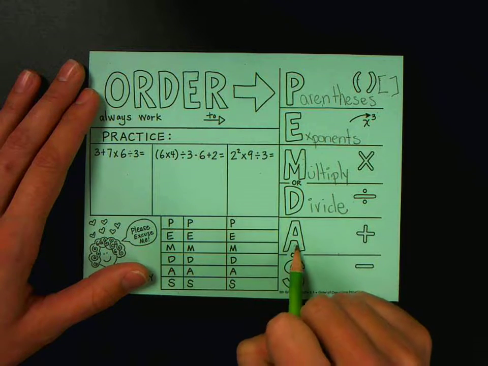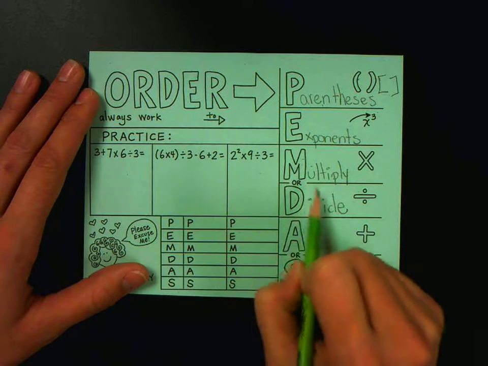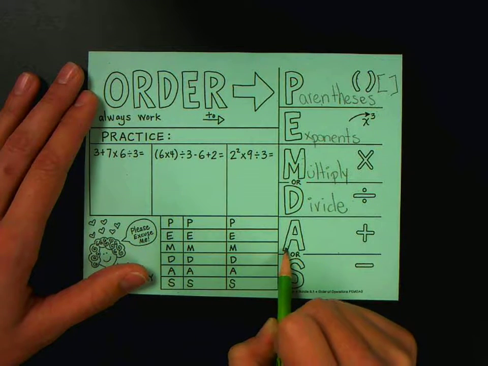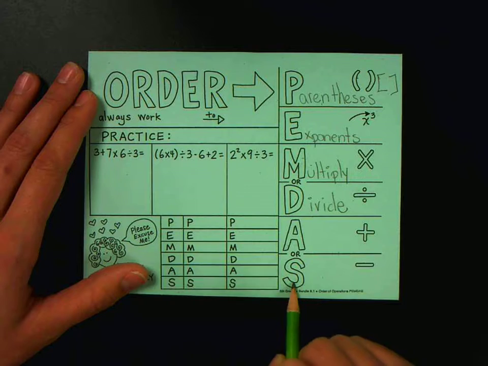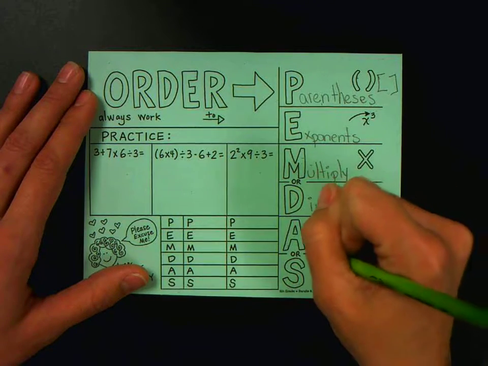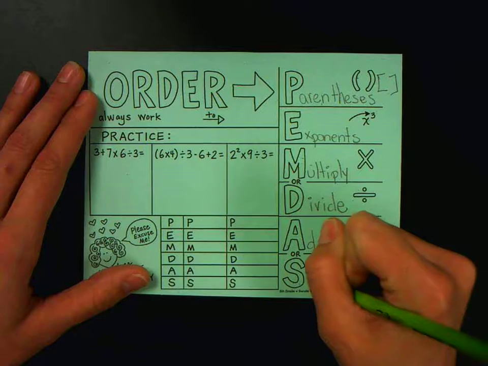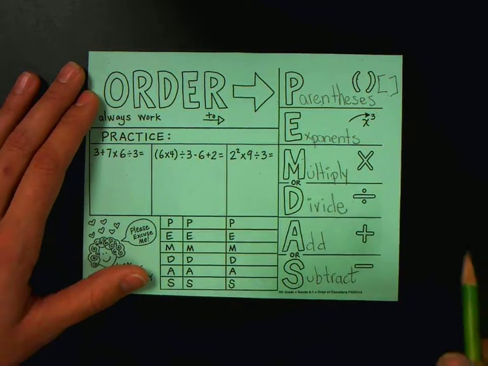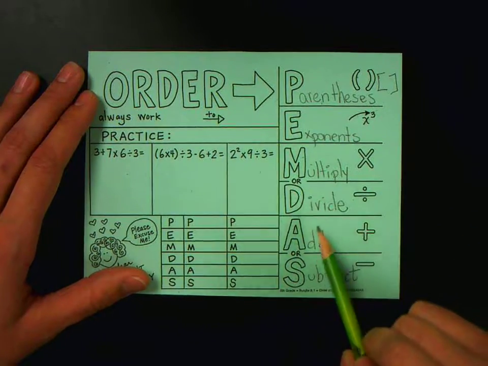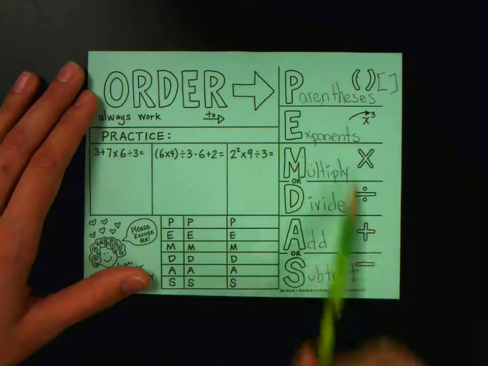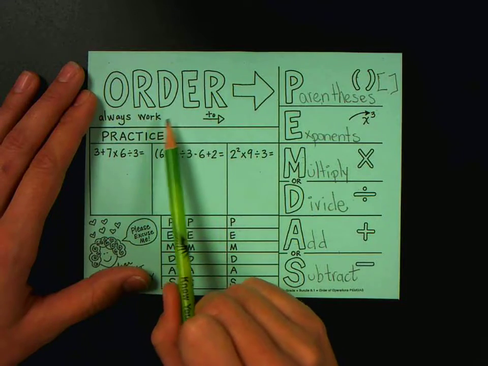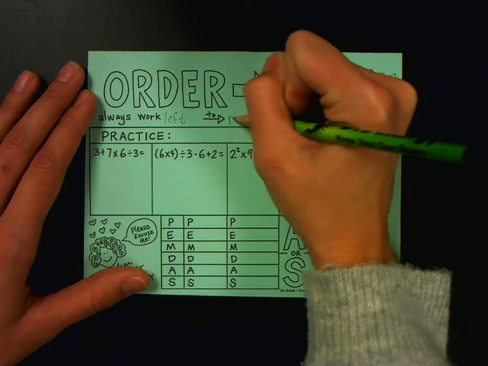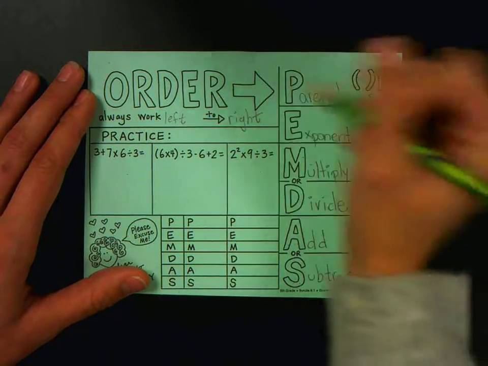And the same thing with the A and the S, the addition and subtraction. Just like the multiplication and division, you're going to do these in the order that you see them. So you're not always going to do addition first. If you see subtraction first, you're going to do that first. So make sure you do those also from left to right. So we have our parentheses, exponents, multiply, divide, add, and subtract. And that's the order of PEMDAS, and you always work from left to right, especially for the multiply, divide, and the addition and subtraction.